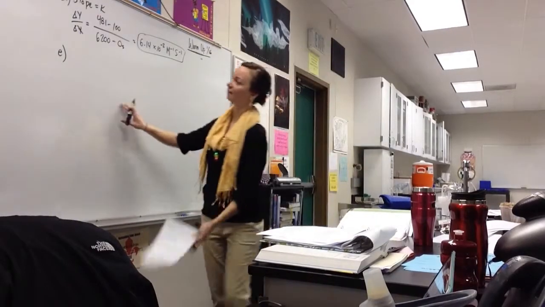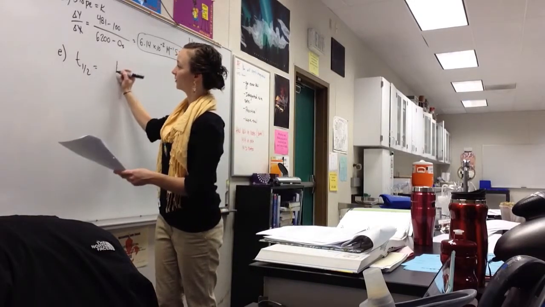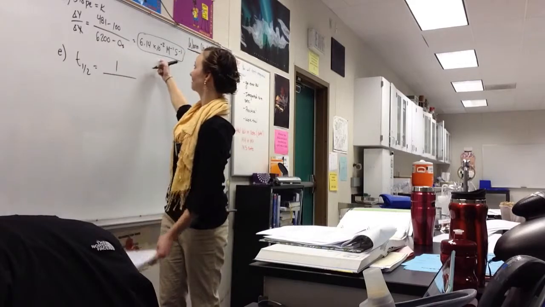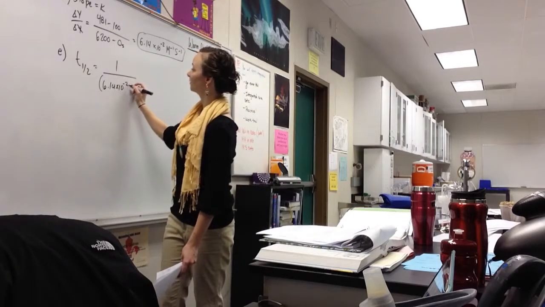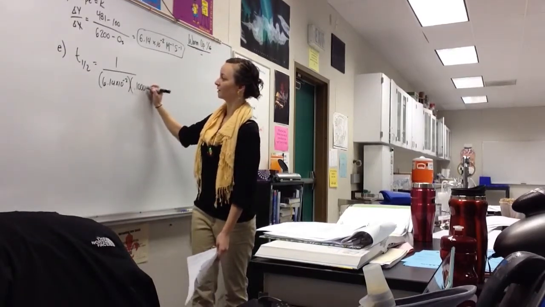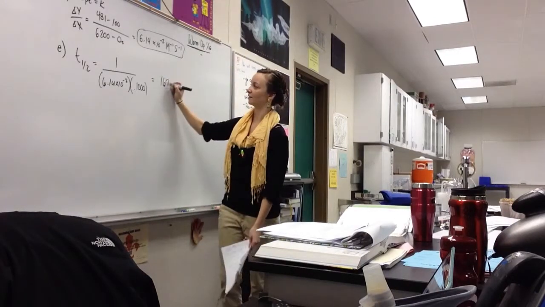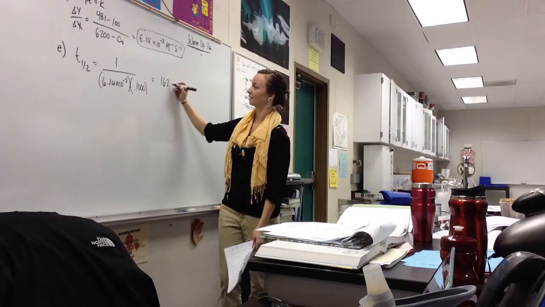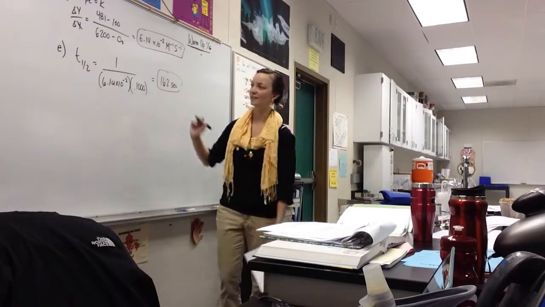Okay, so my half-life is going to be t 1/2 equals 1 over k, which I just figured out. So k goes here, 6.14 times 10 to the negative 2, times the initial concentration of 0.1000. And so my half-life is going to be 162 seconds. And that's it. Pretty simple stuff.